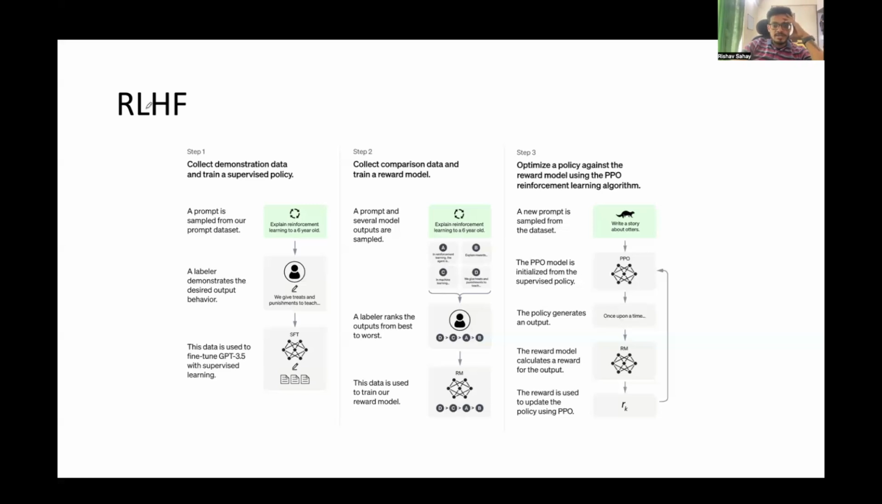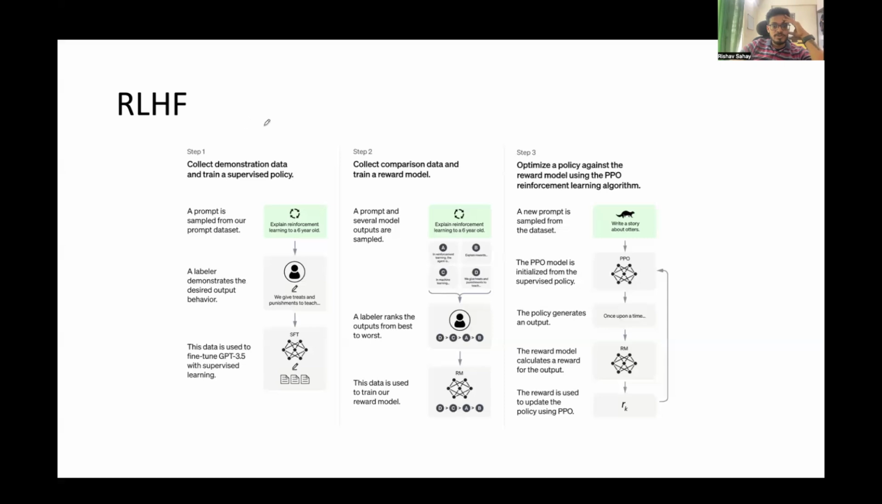Next, the policy, that is the supervised fine-tuned model, is fine-tuned to maximize the reward on prompts sampled from the data set. And this is done using the PPO algorithm, which is a reinforcement learning algorithm.